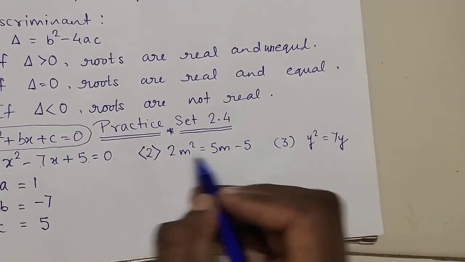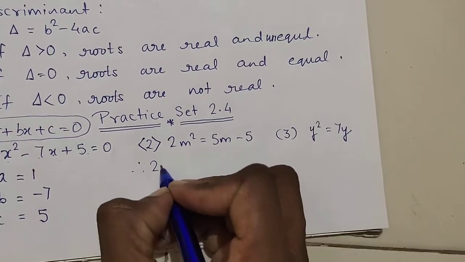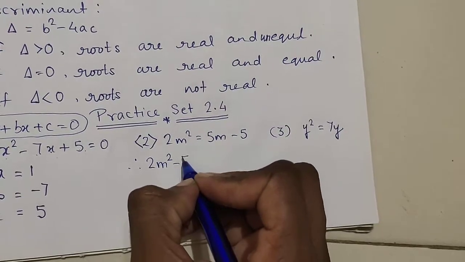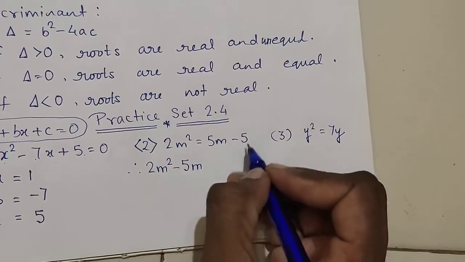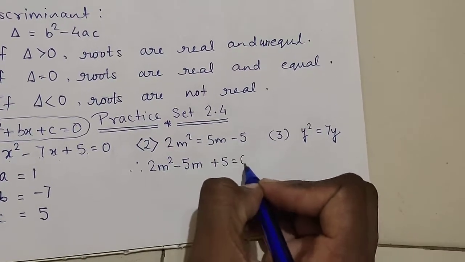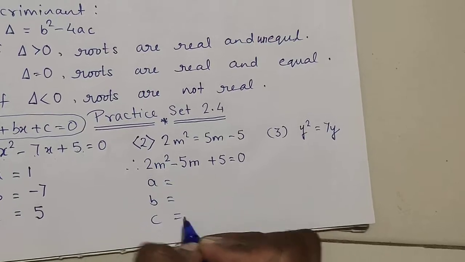Now see, your second one is not in standard form. So first let us make it standard form. Keep 2m square as it is. Now take this 5m to the left hand side so that it becomes -5m. Now -5 becomes +5 if you transfer to the left hand side. Now you can easily find out the values of a, b and c.